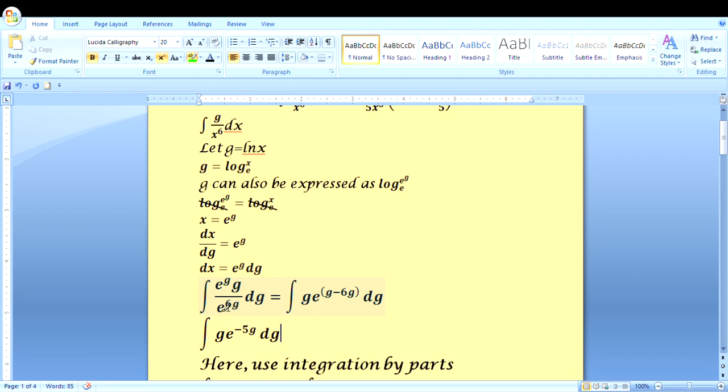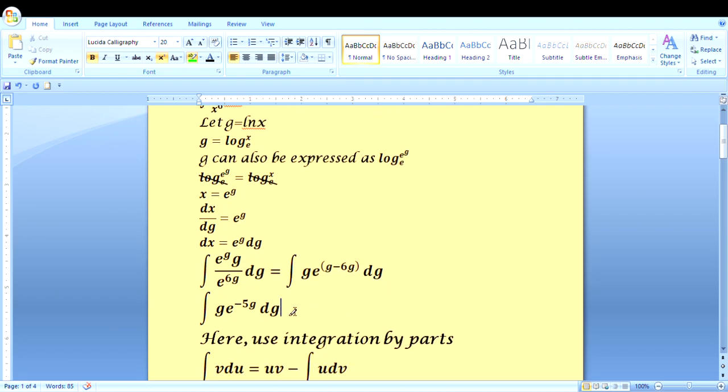So here, this exponent here, this is the base and this is a base. So we apply the laws of indices here, since this is division. So this becomes the integral of g exponential open bracket g minus 6g close bracket dg. So the expression is typically reduced to the integral of g exponential minus 5g dg.